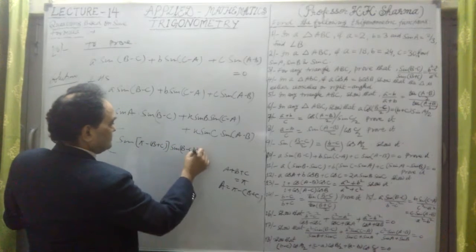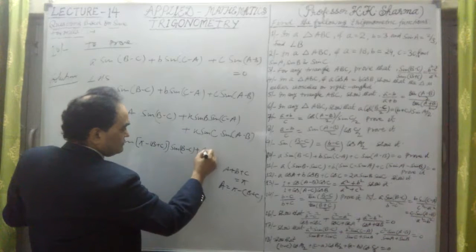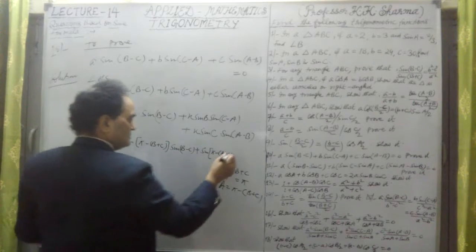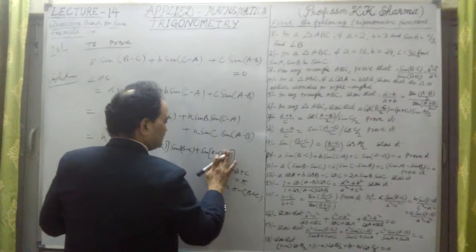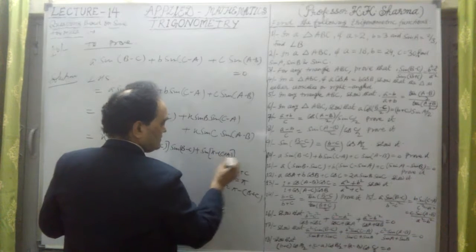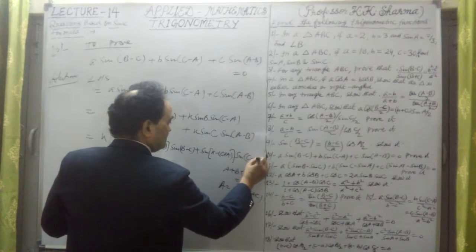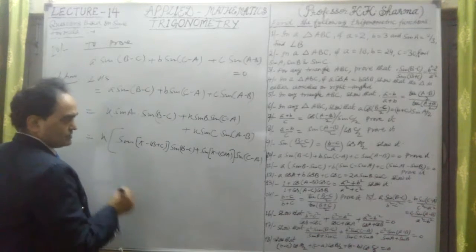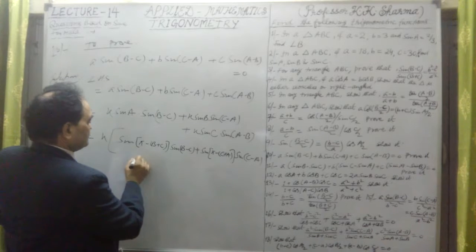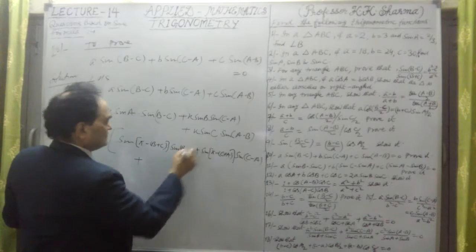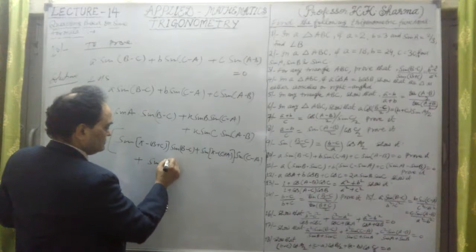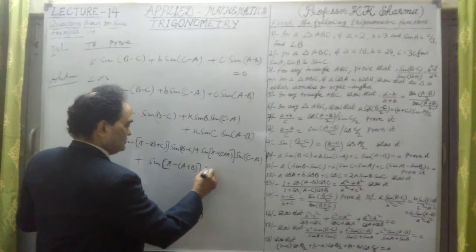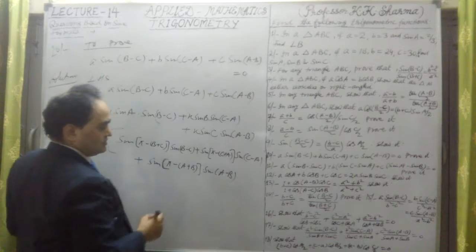In that way, we have to write into sine B minus C plus sine B. Sine B is sine pi minus A plus C, that is C plus A, into sine C minus A, plus sine C, which can be written as sine pi minus A plus B, into sine A minus B. Now what is sine pi minus theta?